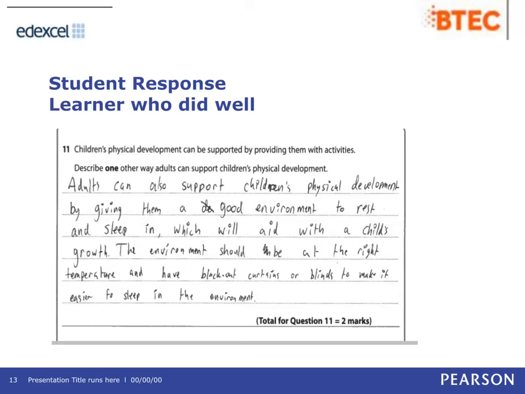This is an example of a question that has been awarded 2 marks. The learner has correctly identified how they can meet the child's physical needs by providing an environment where the child can rest and sleep, for 1 mark. 1 further mark has been awarded for aiding the child's growth.